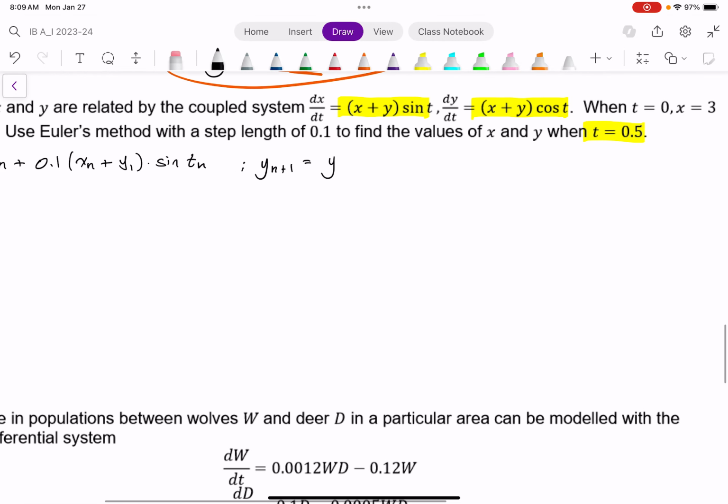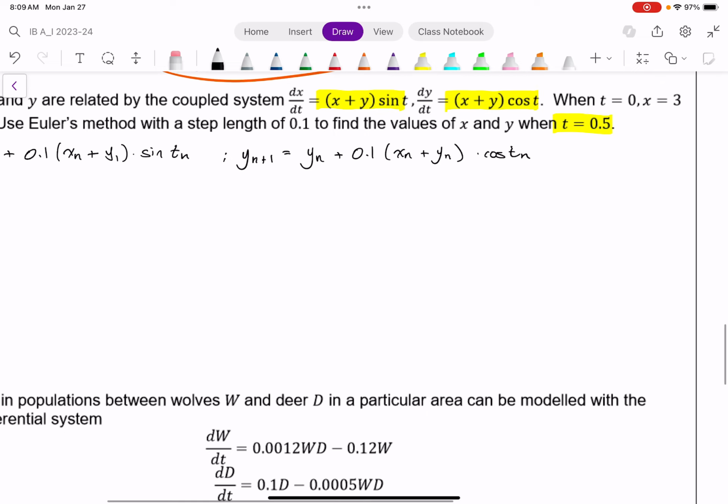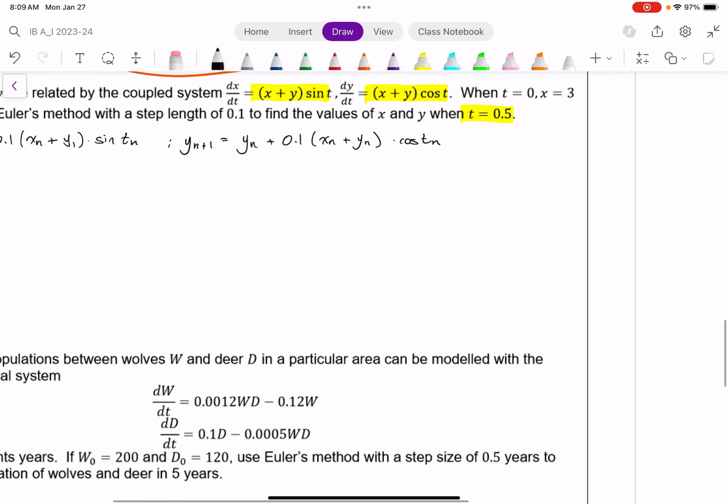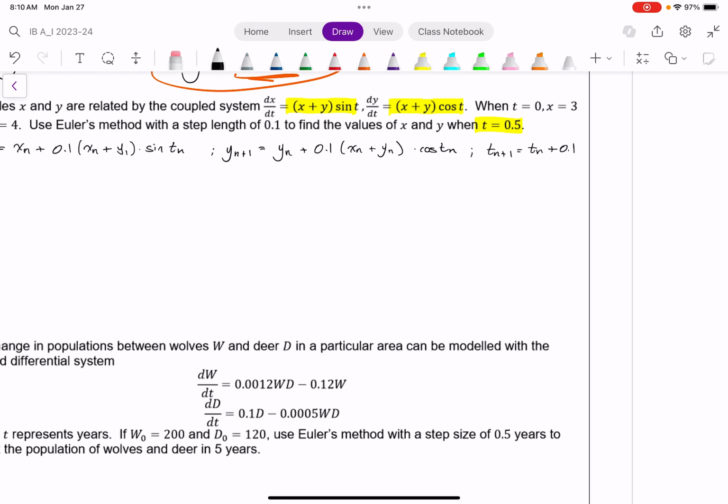It's going to be the same as the previous value for y, plus the step size times the slope of the differential equation at this point, which is very similar, xn plus yn, times the cosine of tn, the previous value for t. And we could create a third equation here. We could say tn plus 1 is just the previous tn value plus the step size. This time time is going up by 0.1 seconds, minutes, whatever it is.